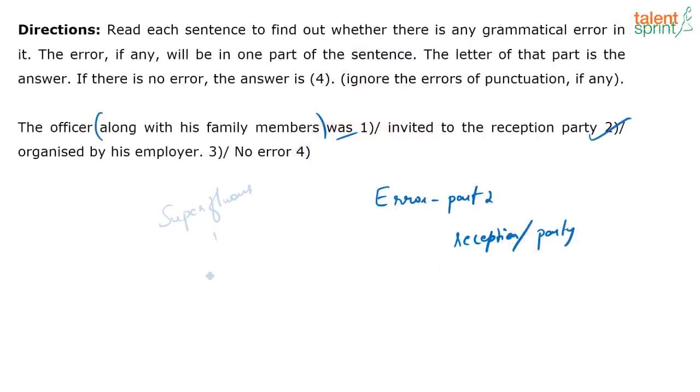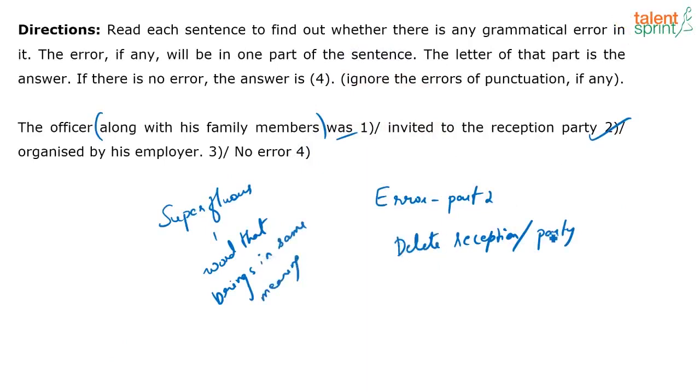When I say superfluous, I mean an unnecessary word in the context, which has the same meaning. So these are superfluous errors, right? A word that brings in the same meaning. So I either delete reception or party. Either one you have. Can't have both. So basically, the corrected sentence will be: the officer along with his family members was invited to the reception organized by his employer, or the officer along with his family members was invited to the party organized by his employer. Reception party, incorrect. Okay, let's look at the next one.